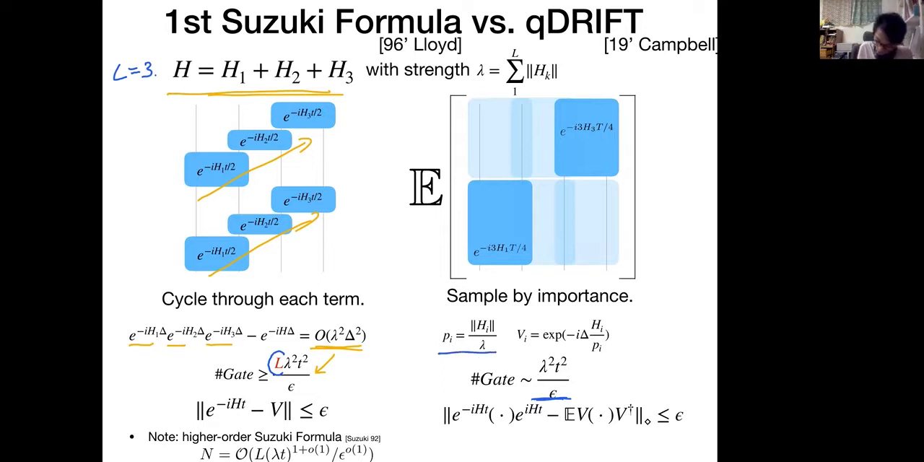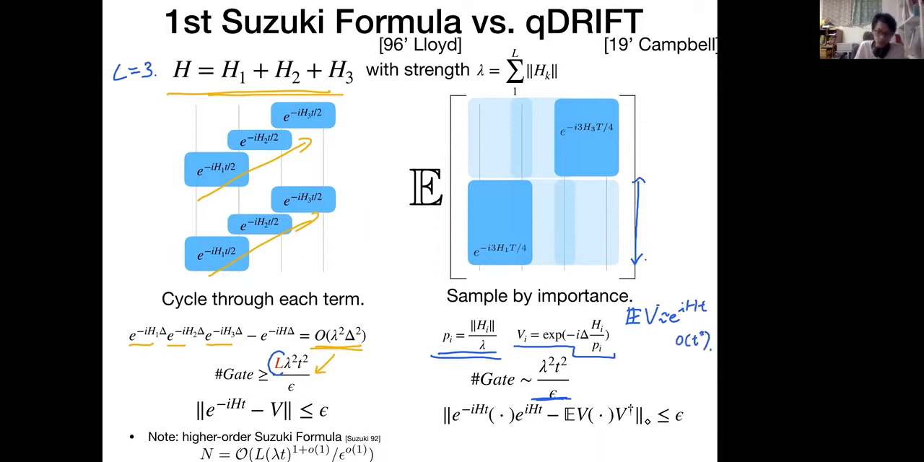So each term is going to be sampled proportional to its strength, and when it is sampled, it's going to be evolved for a rescaled time. Rescaled such that each of these terms will be of roughly the same strength, and also such that in expectation it is going to approximate the evolution up to second order error.